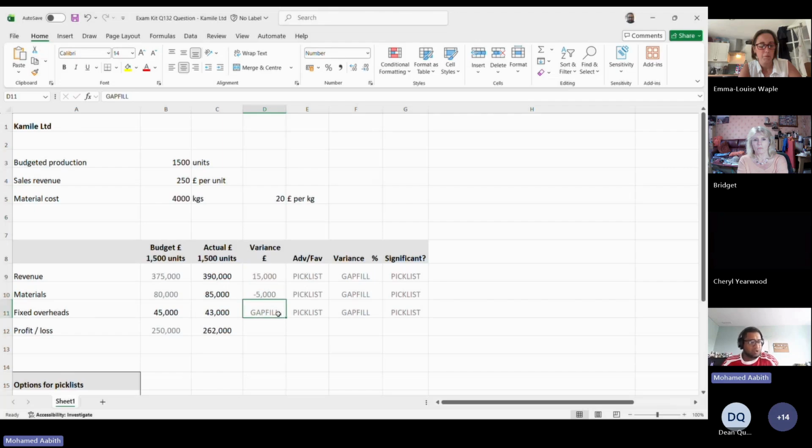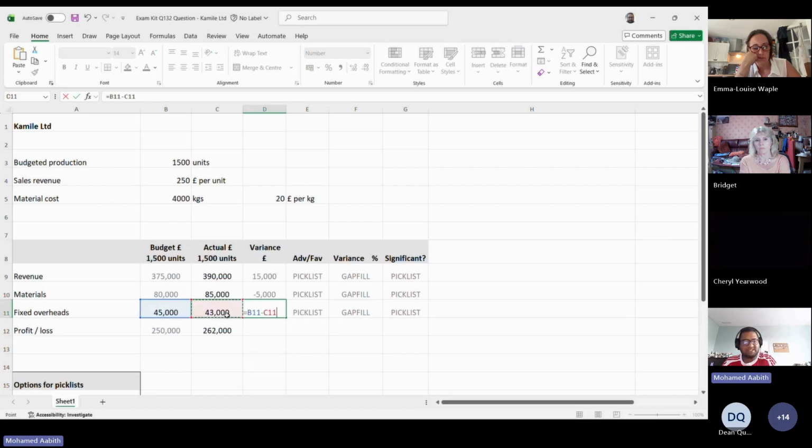How about the last one now, the fixed overheads? Your budget is 45,000. My actual is 43,000. In this scenario, I feel I saved some money on my overheads, because my budget is 45K and my actual is 43K. So what do you think about it? That one should be giving me a positive variance. So what will I do?